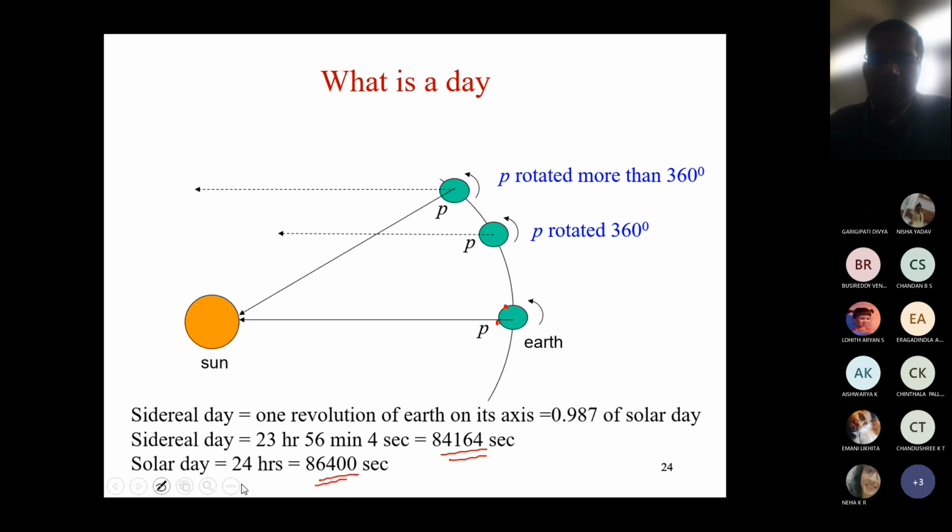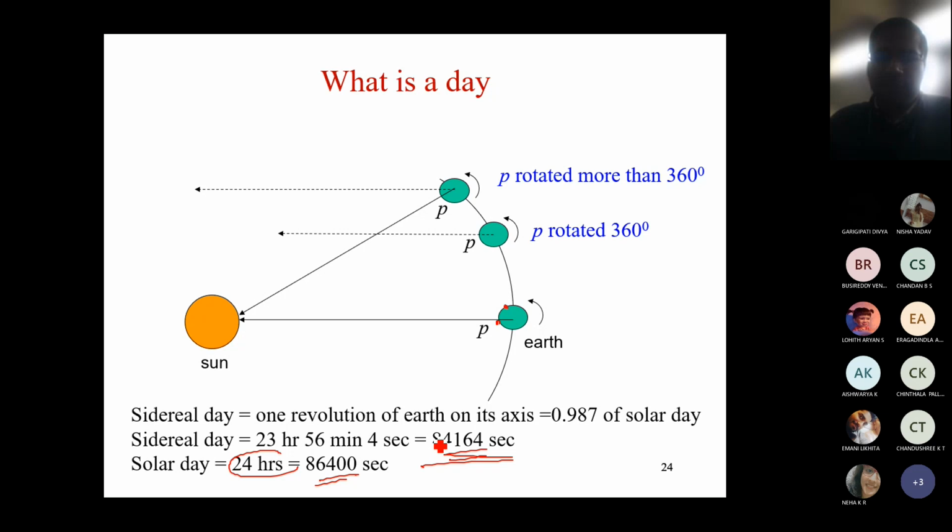So solar day is 24 hours duration, that is 86,400 seconds, whereas sidereal day is less than that duration, which is 23 hours 56 minutes and 4 seconds. So that is equal to 86,164 seconds. So for satellite communication, we use this particular value, that is called the sidereal day. We are not using the solar day.